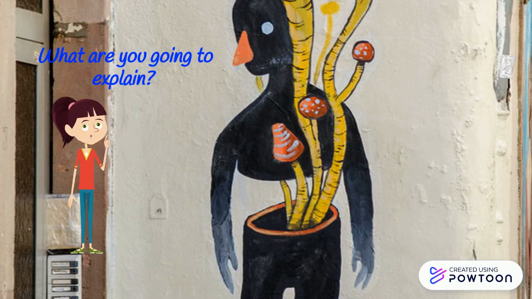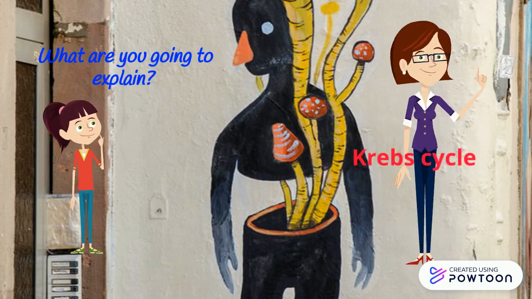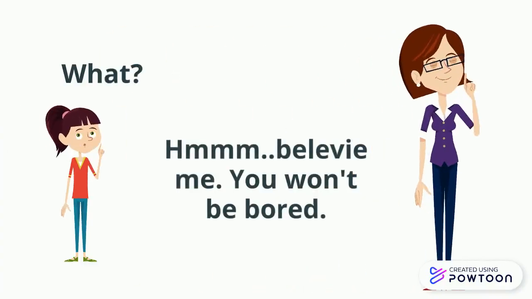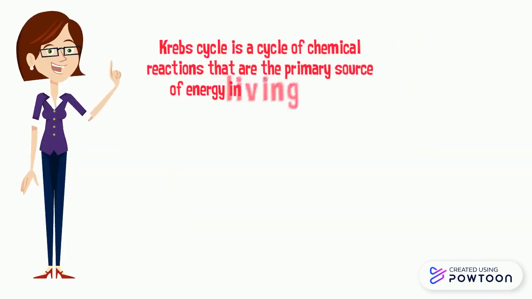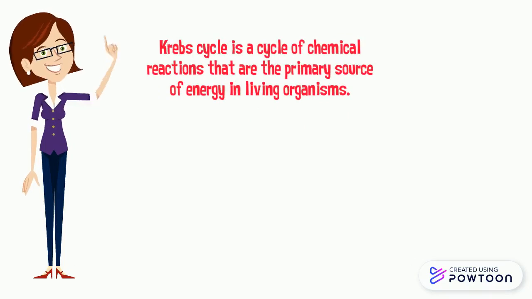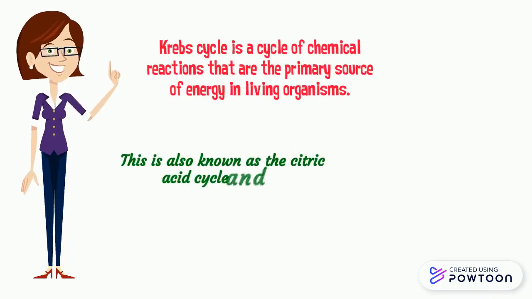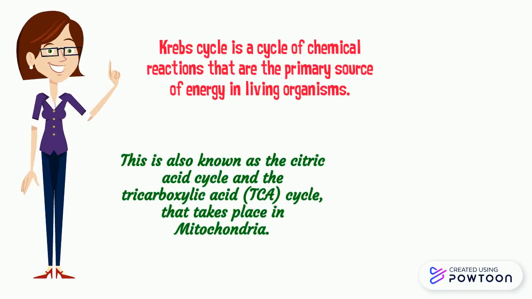What are you gonna explain? Krebs cycle. What? Believe me, you won't be bored. The Krebs cycle is a cycle of chemical reactions that are the primary source of energy in living organisms. It is also known as the citric acid cycle and TCA cycle, and it takes place in mitochondria.